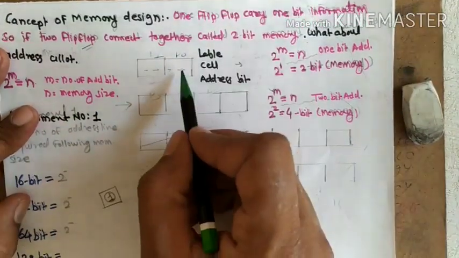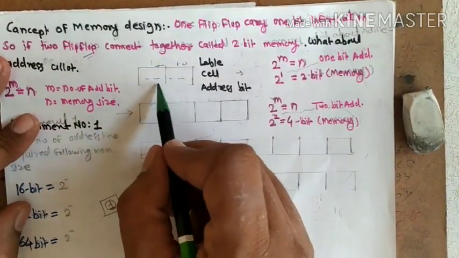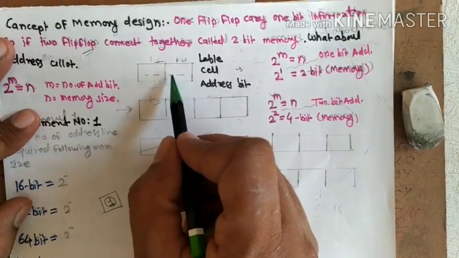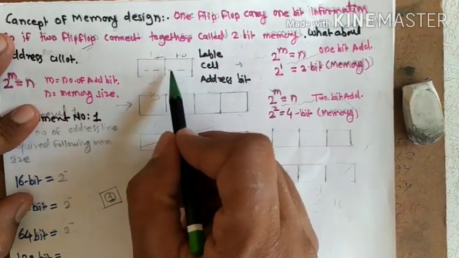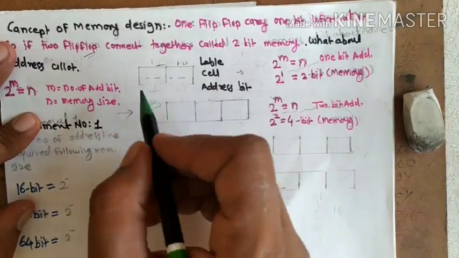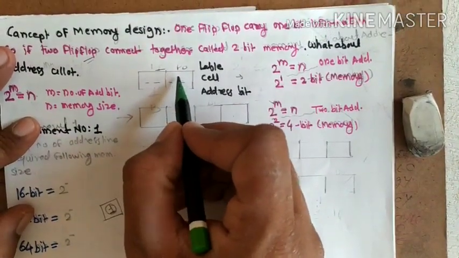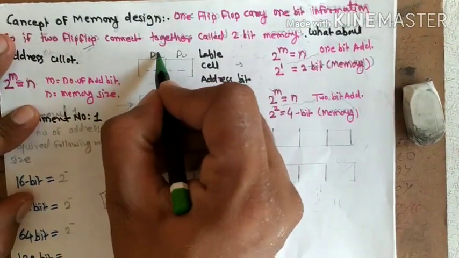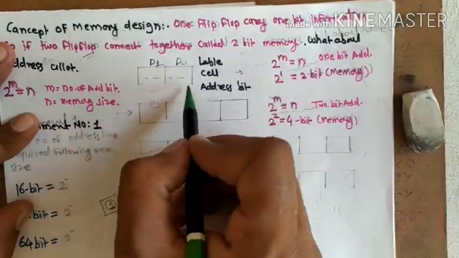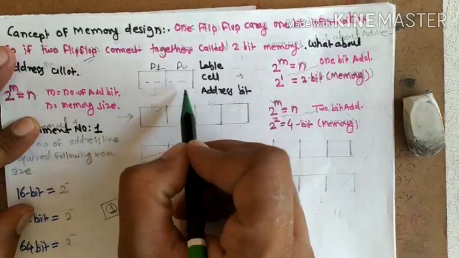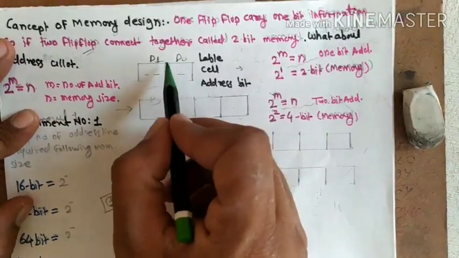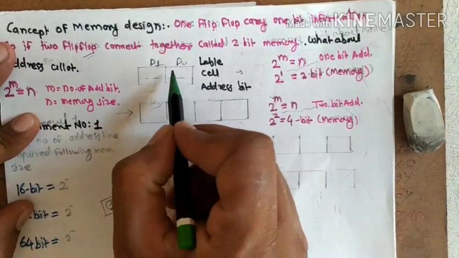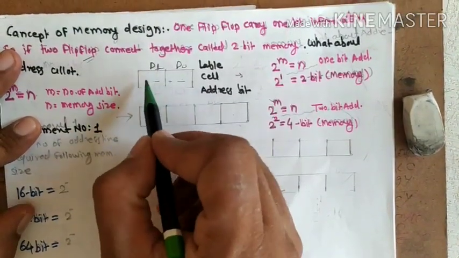For example, this 2-bit memory cell. 2-bit memory cell means what? We are joining 2 flip-flops to each other, so it is called a 2-bit memory cell. We give cell number 1 the label D0 and cell number 2 the label D1. So this is a 2-bit memory. 2-bit memory means there are 2 cells, and each cell carries 1 bit. That's why this is a 2-bit memory cell.